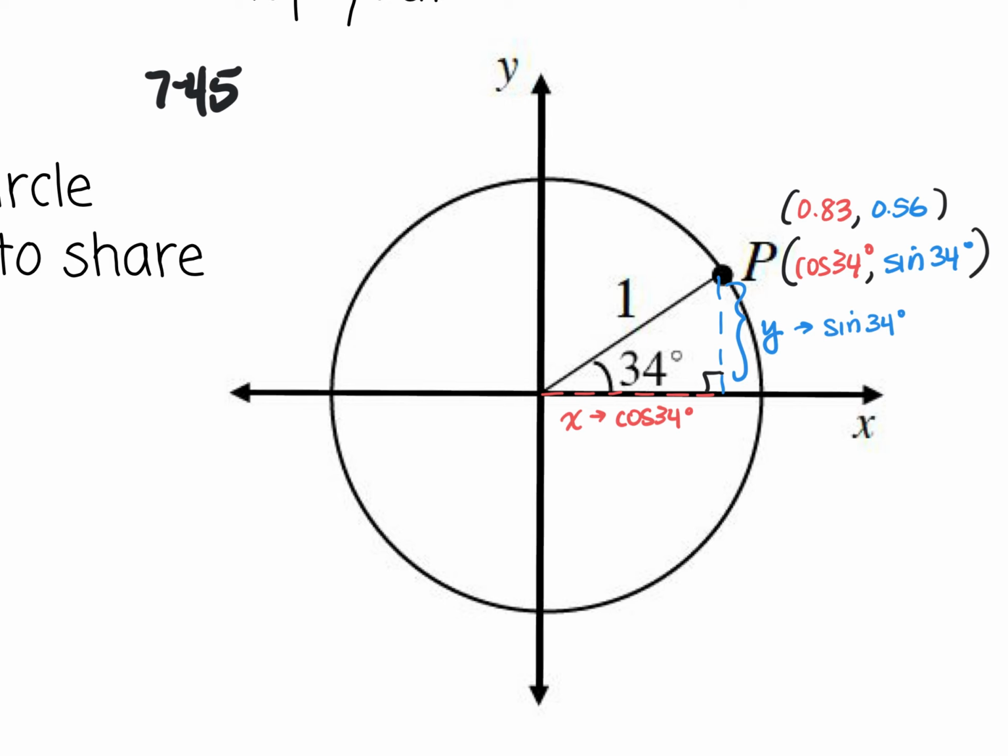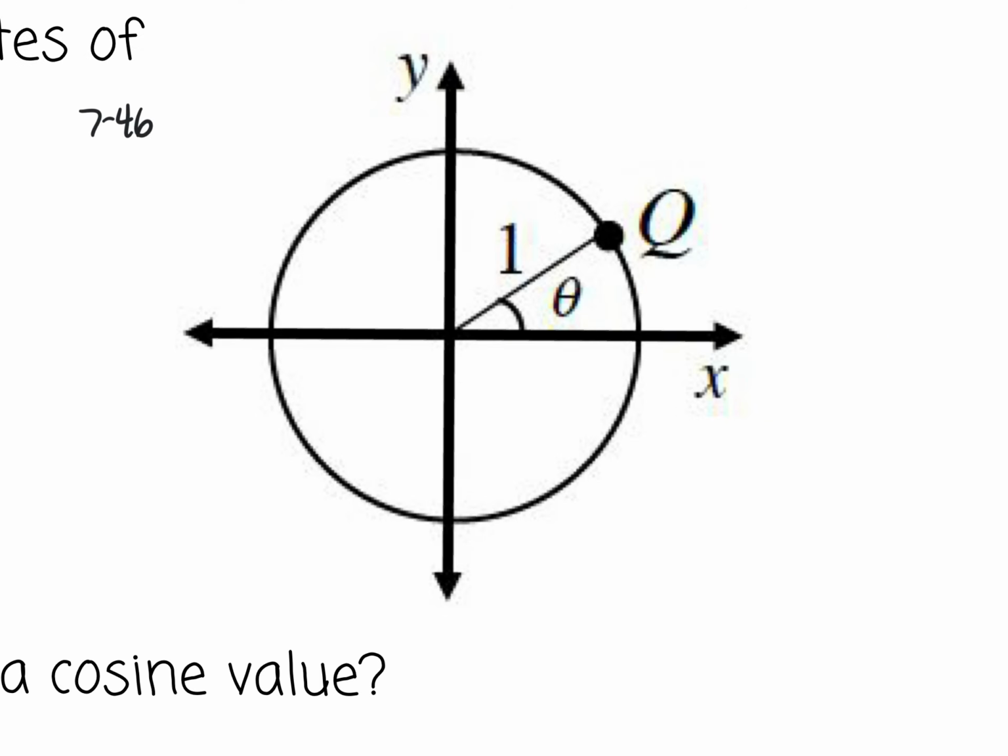Okay, let's try 746. So this is much like 745. Again, thinking about your horizontal component versus your vertical component, they are directly related to cosine of theta and sine of theta. So if I want to write the ordered pair for Q, I can write it as the cosine of theta and the sine of theta, and it's that easy. Whatever theta is, we would take the sine and cosine of it, and that would give us our ordered pair.